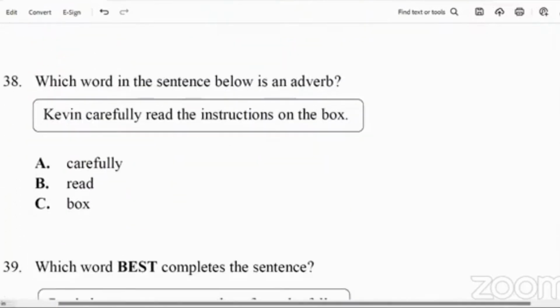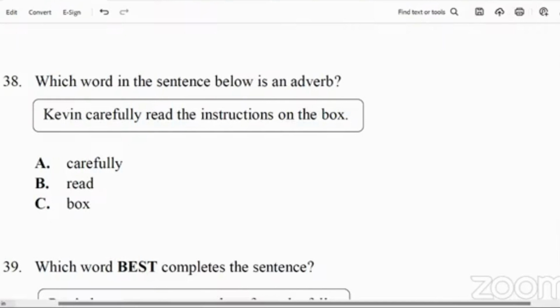Question 38. Which word in the sentence below is an adverb? Kevin carefully read the instructions on the box. Is it carefully, read, or box? All right, so the word box is a noun. Read would be the verb. Carefully would be the adverb.